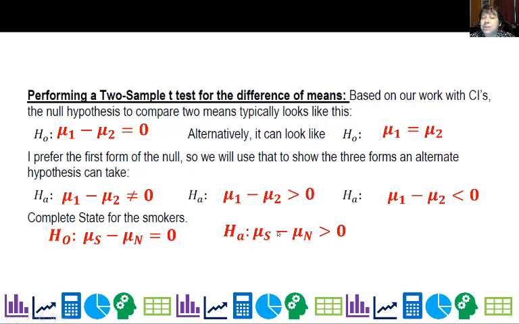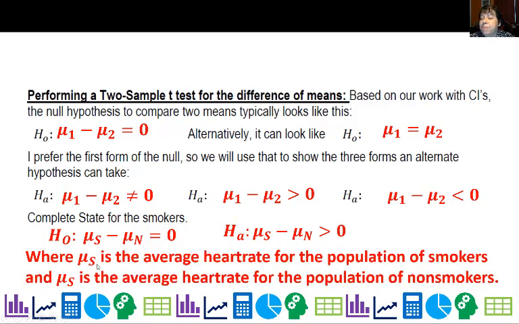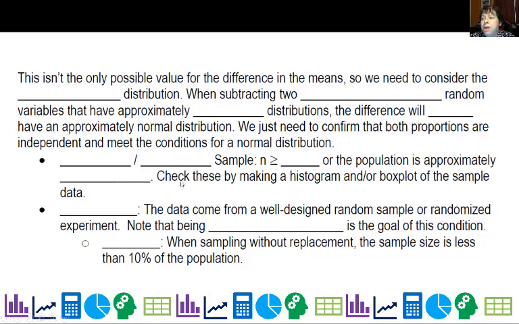And our alternate is we suspect that smokers are going to have a higher heart rate because they're not quite as healthy. And remember to provide context, where mu of S is the average heart rate for the population of smokers, and mu of N is the average heart rate for the population of non-smokers. And we could probably argue, I think this was in a gym or something, and provide a little bit more context there.